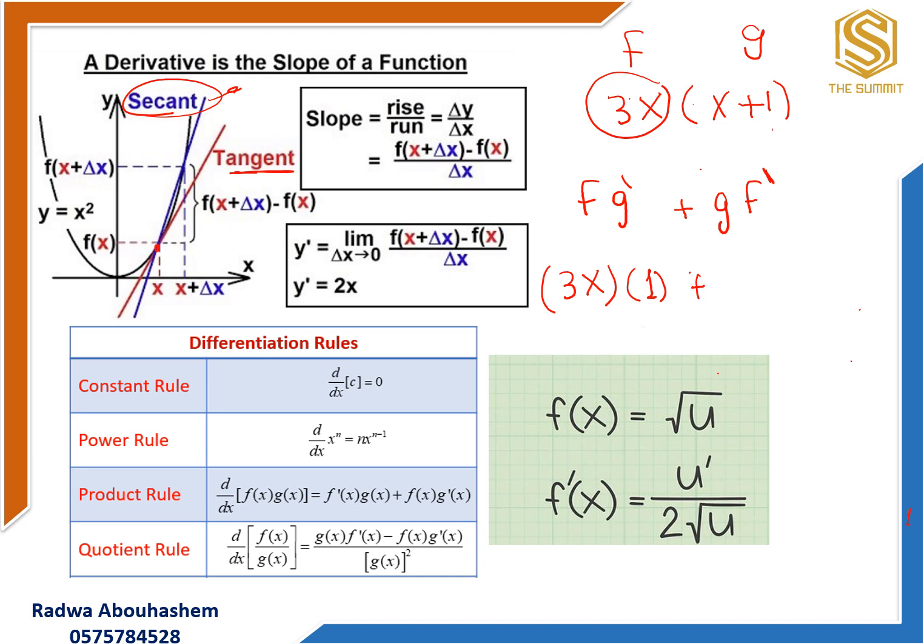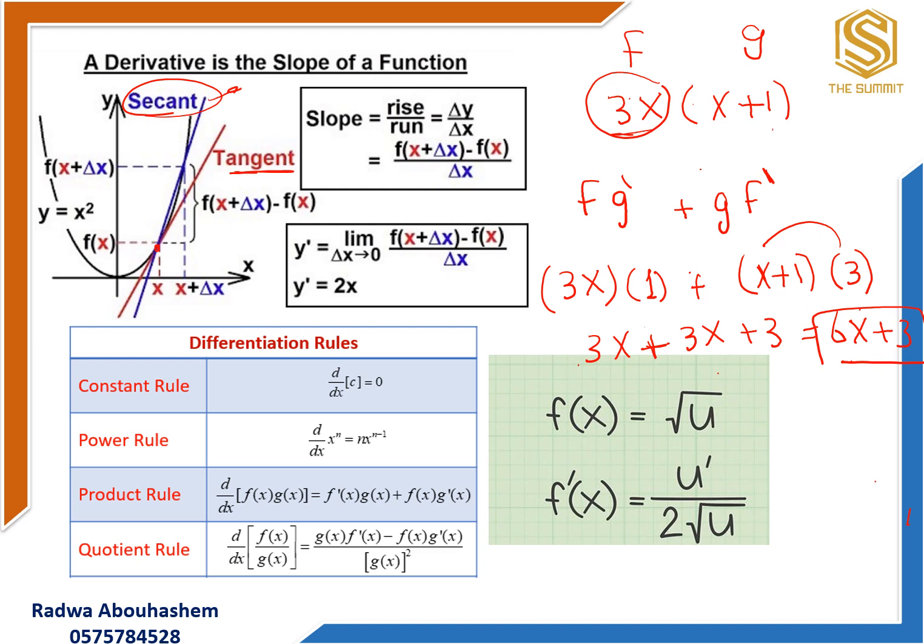where's the second function? It's g, x plus 1, multiplied by the derivative of the first function, which is 3x. What is the derivative of 3x? It would be 3. Then we simplify it. Here it would be 3x plus, distribute, 3 times x is 3x, and 3 times 1 gives me 3. So 3x plus 3x gives me 6x plus 3. Here is the product.